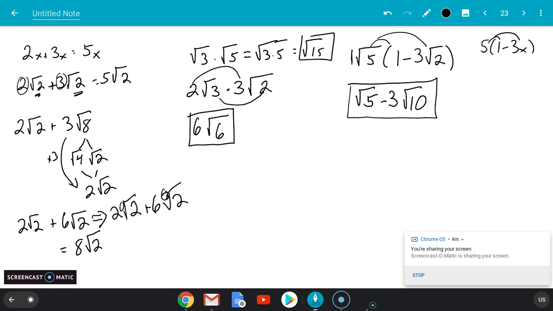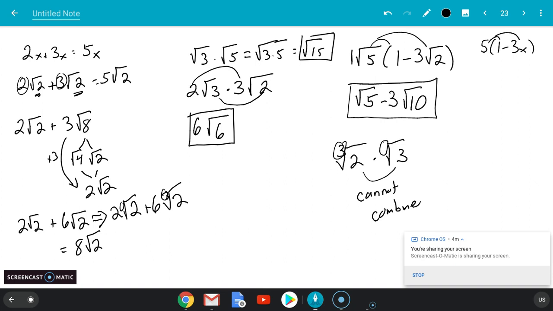Just like with adding and subtracting, where the radicals need to be the same, with multiplication the indices need to be the same. For example, if I had something like cube root of 2 times the square root of 3, I cannot combine them, and the reason is because of the indices.